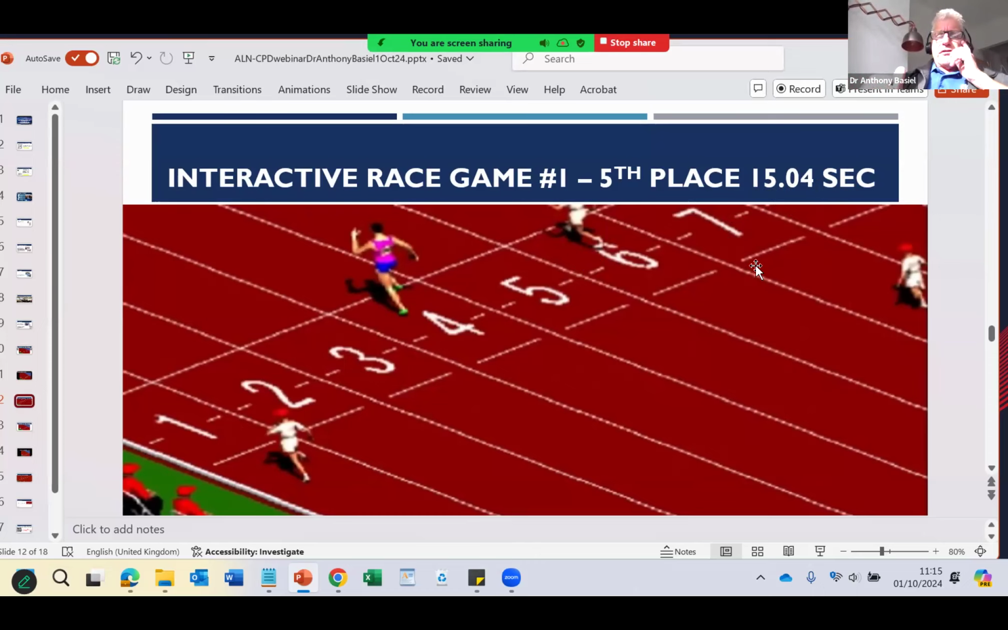So we can assess that in a number of different ways, a little bit like we were talking about in the first presentation. We have different assessment models that we can look at. We'll be taking a look at that in a moment, but we're going to give you another chance. This time we're going to change the parameters a little bit.